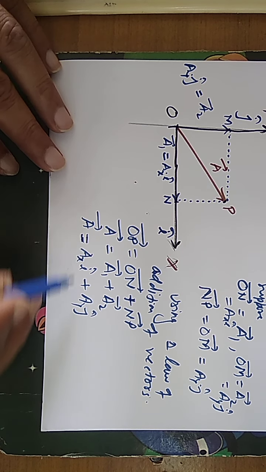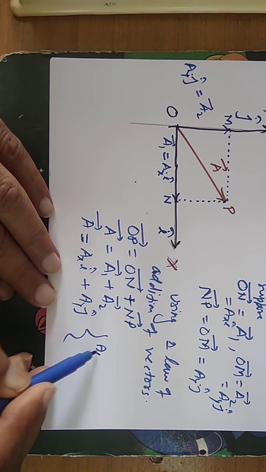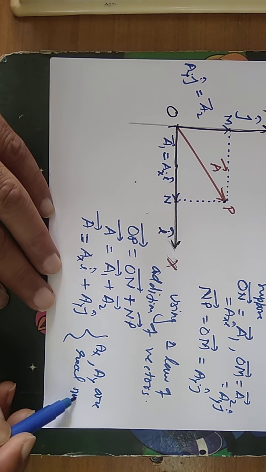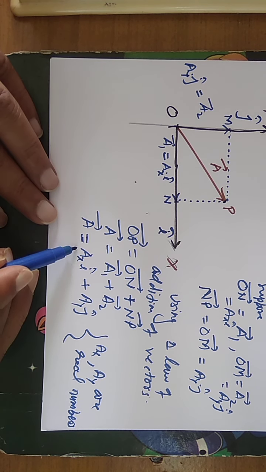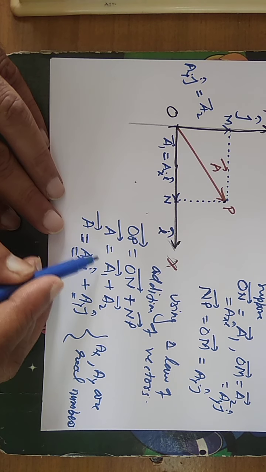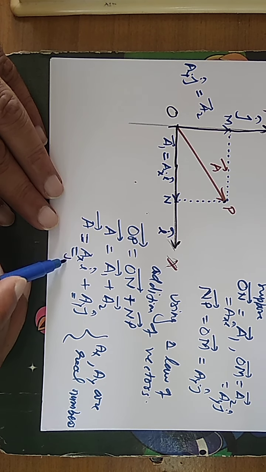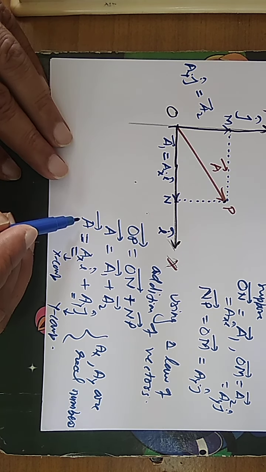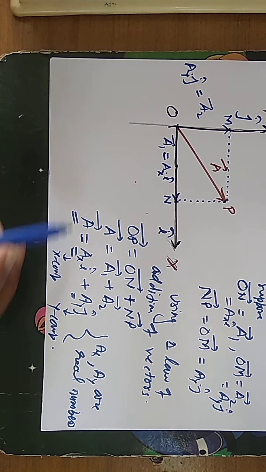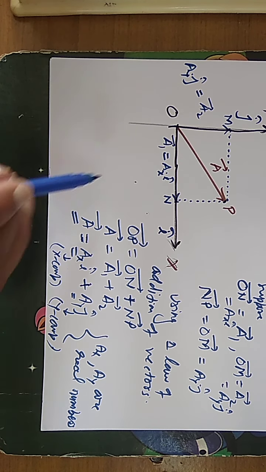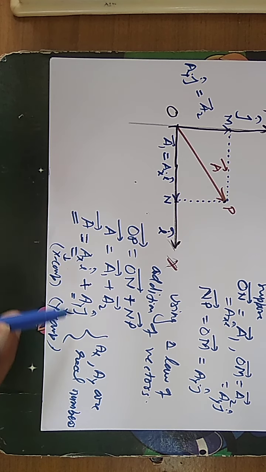AX and AY may be any real numbers. They are numbers only. When this number is multiplied with a unit vector, it will be a vector. This is called the x component and this is called the y component. If this vector A is resolved into two, one component is this x component, another is the y component. So this is the resolution of the given vector along rectangular axes.